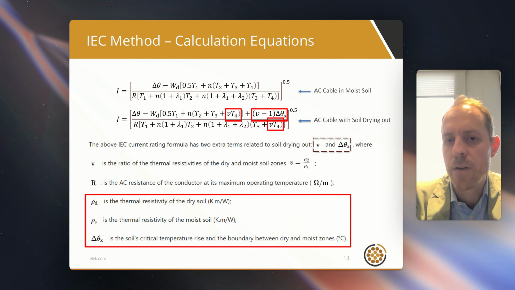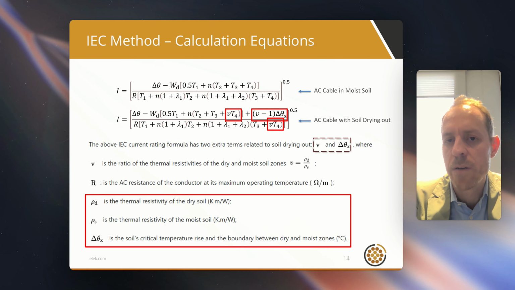The critical soil temperature is defined as where the soil thermal resistivity starts to change significantly due to moisture loss. It is highly dependent on the initial moisture content of the soil. A typical, very common value used for this critical temperature rise, or temperature limit, is 50 degrees Celsius, but this is not explicitly stated in IEC 60287.